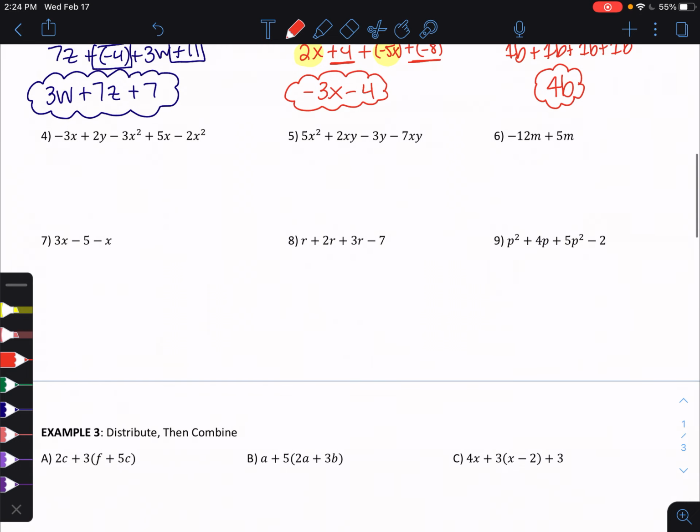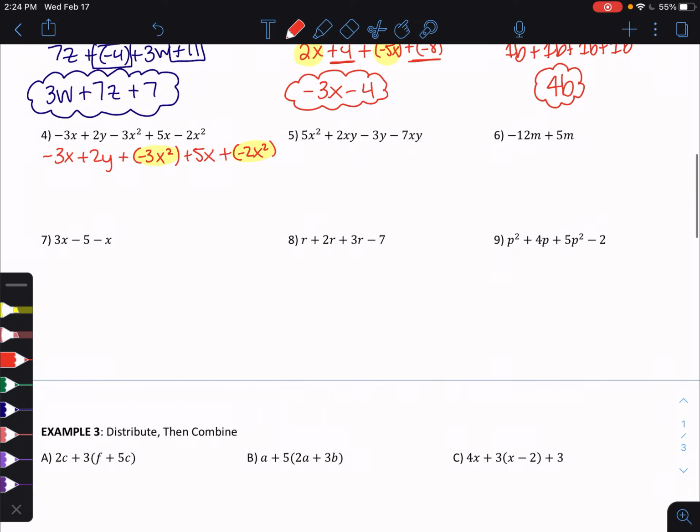Number 4, again, I'm going to change all my minus signs into plus and negative. So negative 3x plus 2y plus negative 3x squared plus 5x plus negative 2x squared. And just like with our equivalent expressions, I'm going to do the same thing down here. I'm going to start with my biggest exponent alphabetically. So negative 3x squared plus negative 2x squared is negative 5x squared.